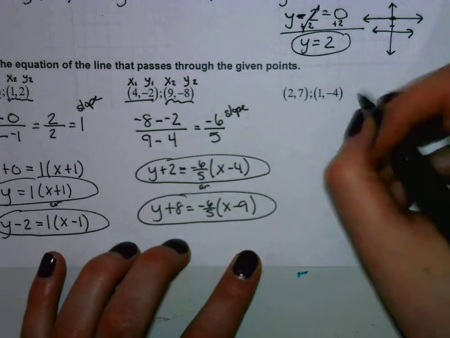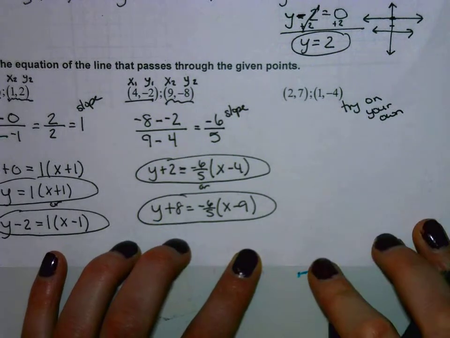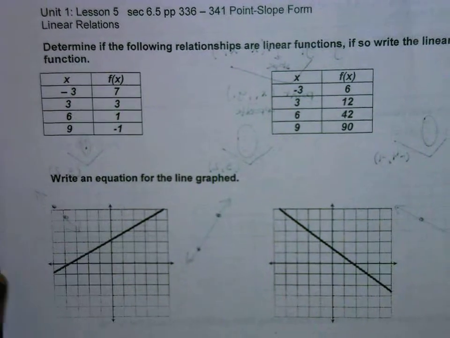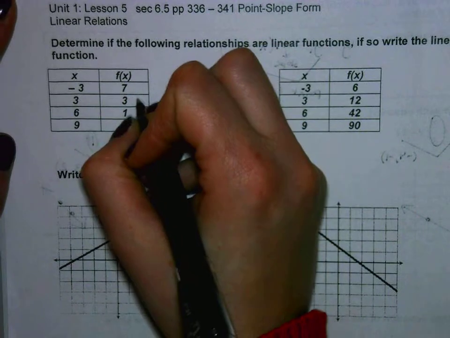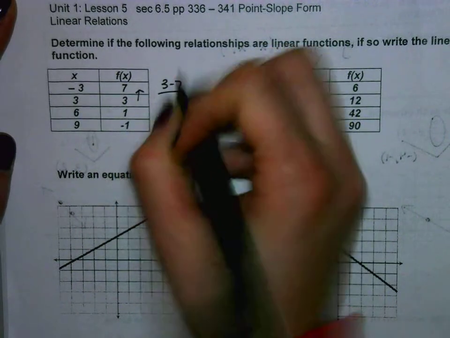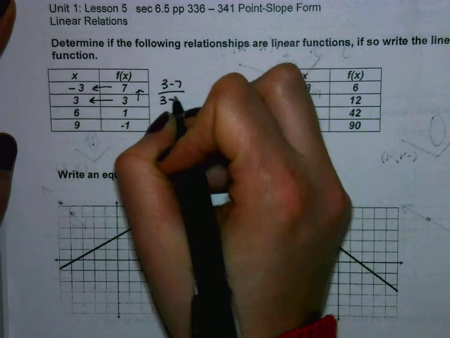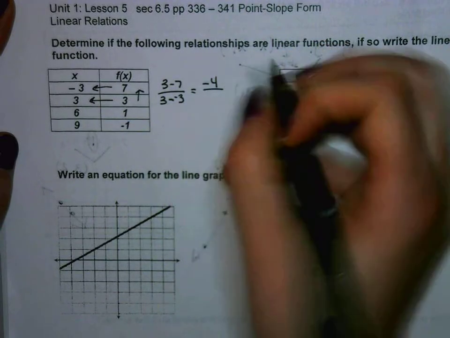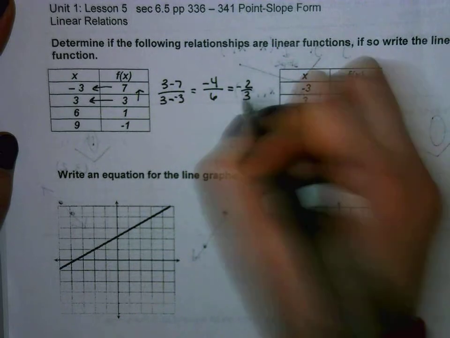This one I want you to try on your own. Let's determine if the following relations are linear functions. So in order to do that, we want to make sure that they have the same constant rate of change. So to find the first, let's do 3 minus 7 divided by 3 minus our negative 3. So 3 minus 7 is a negative 4. 3 minus a negative 3 is 6. And we can reduce that down to negative 2/3.